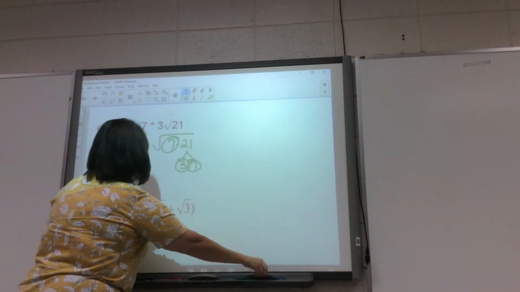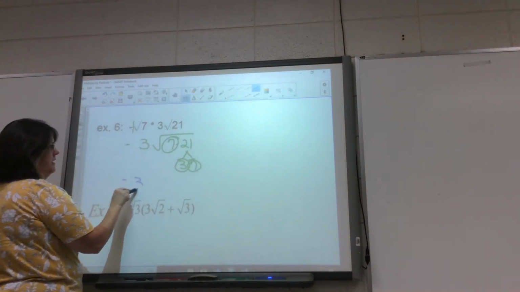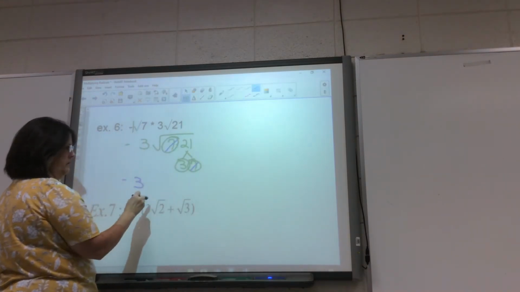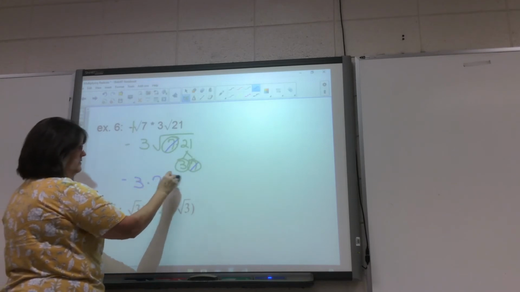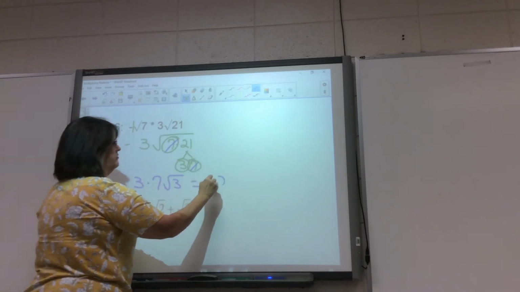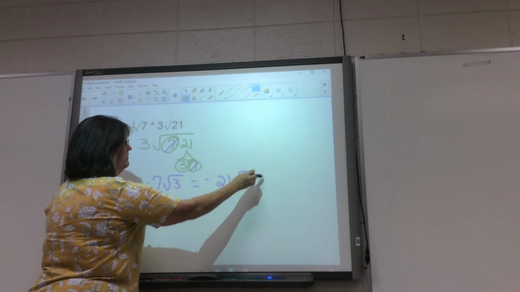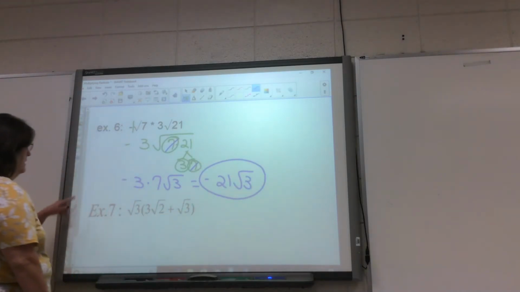Okay? I have negative 3. I'm pulling a 7 out because I've got 2 of them on the square root of 3. This is negative 21 onto the square root of 3. I'm going to do this one.